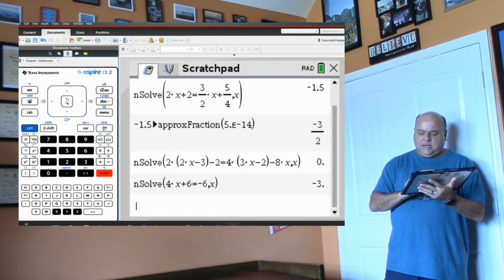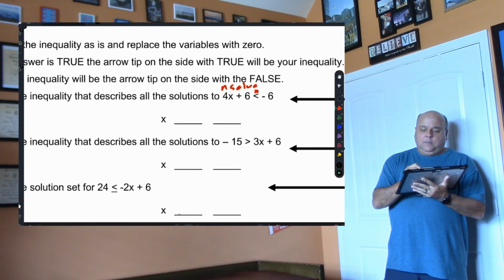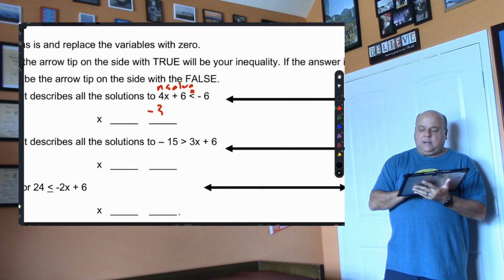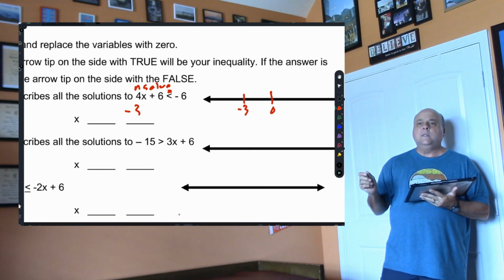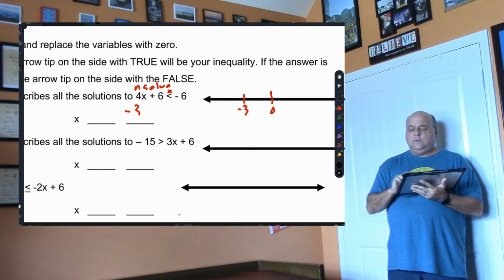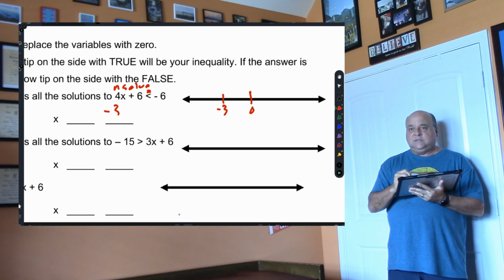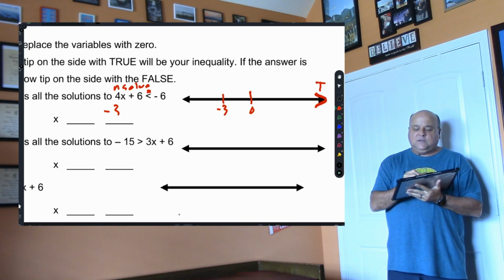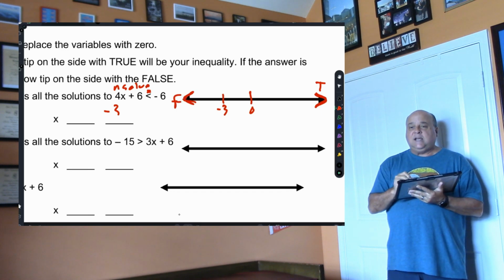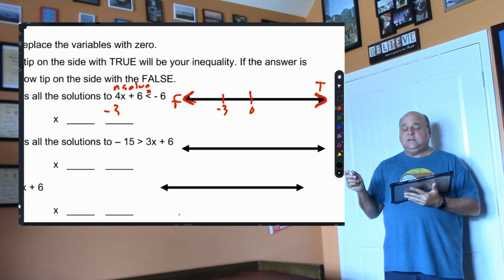Now then I'm going to go back here. I'm going to put a -3 here, and I'm going to go to the number line. I'm going to put 0 and -3. Now then, the 0 is on the right, so if the 0 is true, this arrow tip is going to be true. If the 0 is false, this arrow tip is going to be true. So the side with the 0 is on the right-hand side.